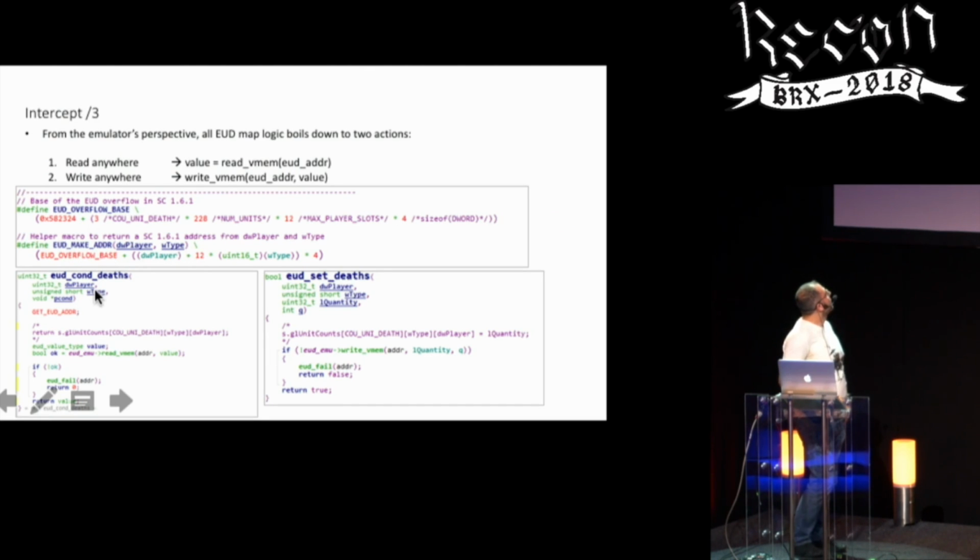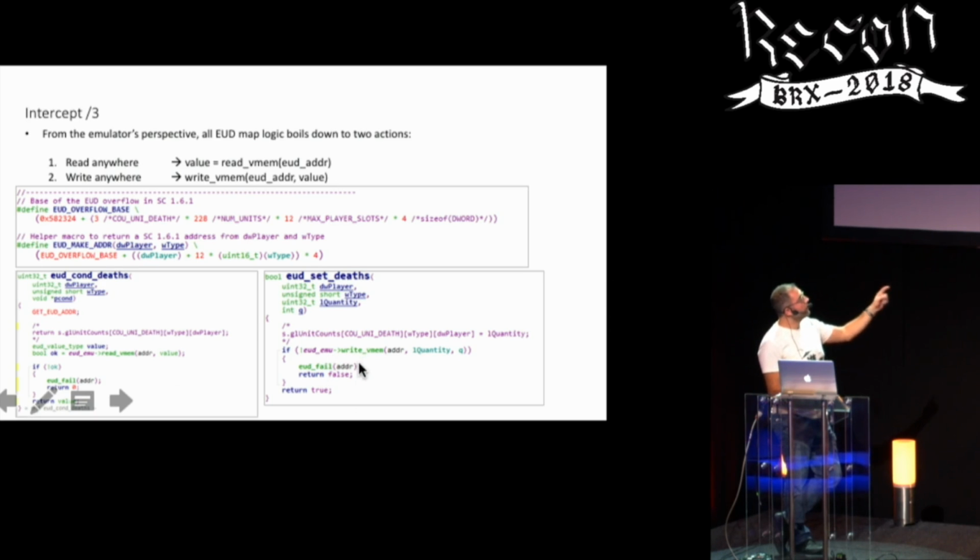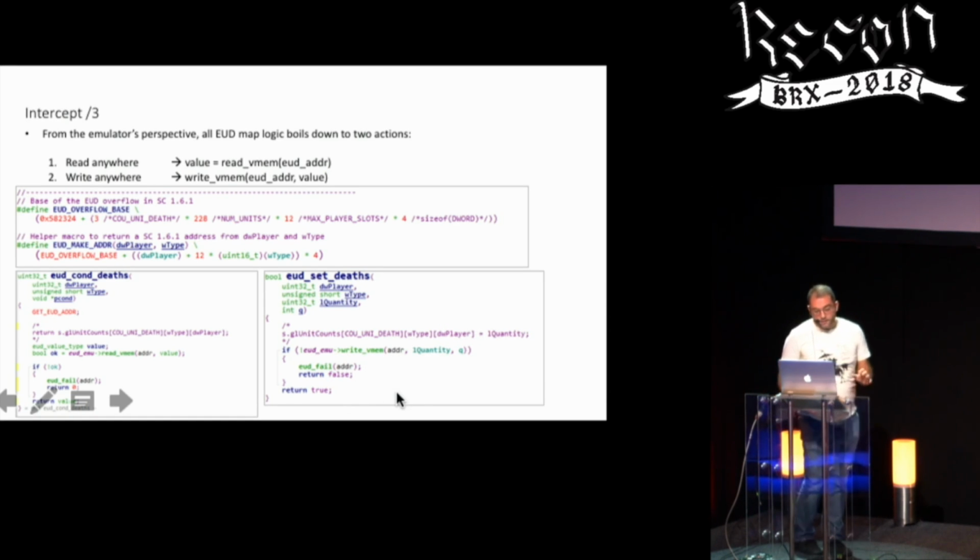Inside my read emulation, for example, I compute from a player index and a unit type the full address, and then I pass it to the emulator and say, hey, at this full address in the old memory space, read that value and give it back to the map. And same, the write primitive gets translated to a write of virtual memory within the emulator itself. This is the address they intended based on the two indices that they passed. So the whole emulation is really emulating read and write.